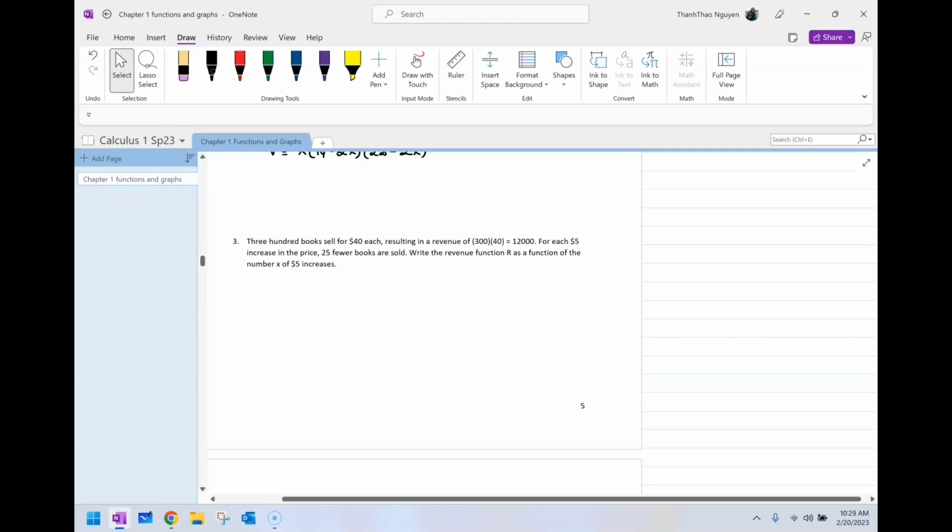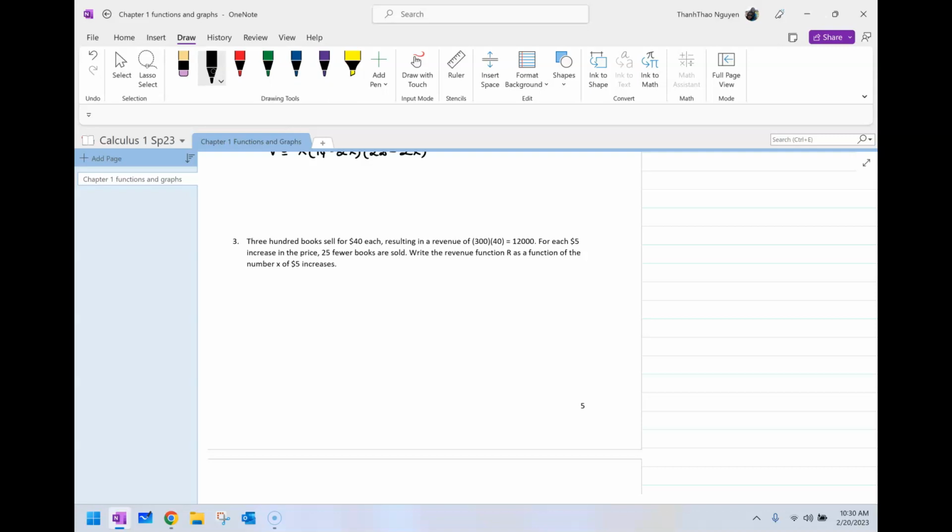300 books sell for $40 each, resulting in a revenue of 300 times 40 equals 12,000. For each $5 increase in the price, 25 fewer books are sold. Write the revenue function R as a function of the number x of $5 increases. Okay. So let x be the number of $5 increases.